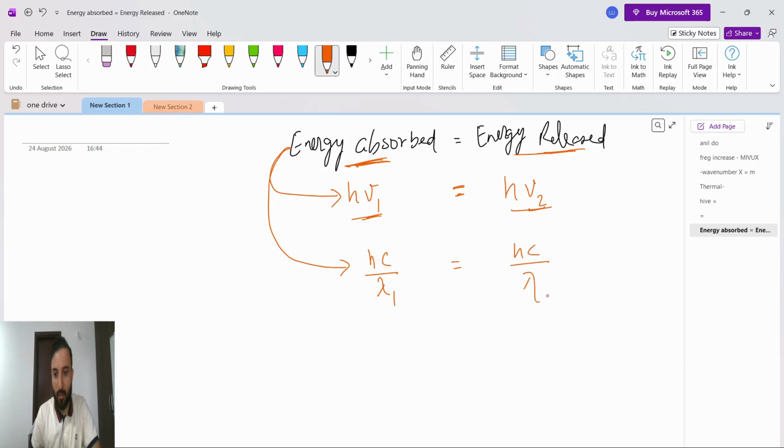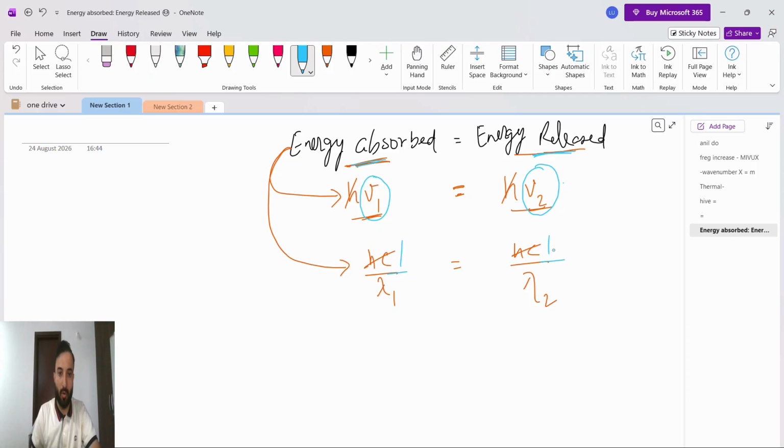hc by lambda 2 means what, guys? hc is common, it will get cancelled. Here also h will get common, it will get cancelled. Means what we are getting, see here, energy absorbed and energy released for frequency is what? Frequency 1 equals frequency 2, correct? It is same. But if energy absorbed and energy released, if I want to see for wavelength, what will happen? It is in the form of 1 by lambda 1 equals 1 by lambda 2.